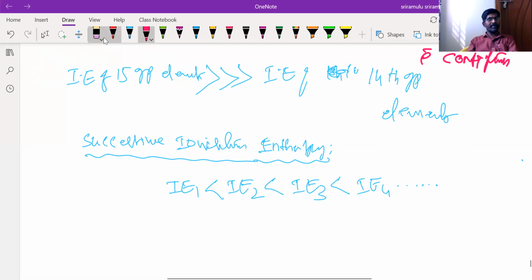If you compare within this group, the ionization enthalpy of 15th A group elements: nitrogen has a greater ionization enthalpy than phosphorus, which has a greater ionization enthalpy than arsenic.